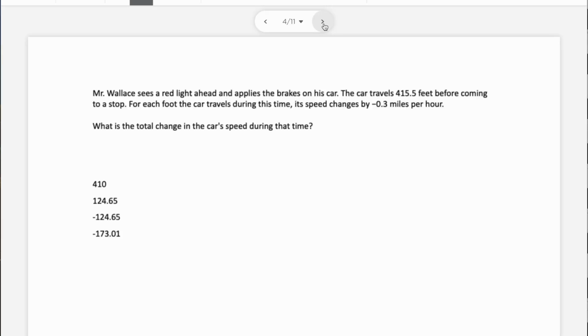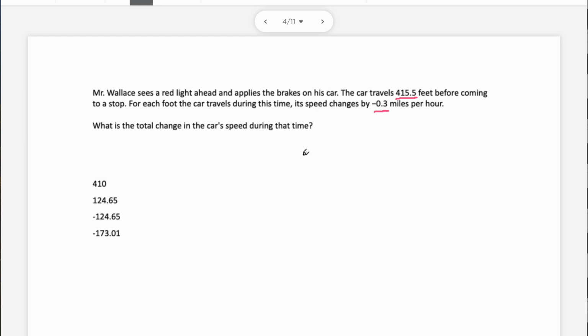All right, going on to number 3. Number 3 says, Mr. Wallace sees a red light ahead and applies the brakes on his car. The car travels 415.5 feet before coming to a stop. For each foot the car travels during this time, its speed changes by negative 0.3 miles per hour. So it slows down because it's negative 0.3 miles per hour for every foot. Okay? What is the total change in the car's speed during that time?